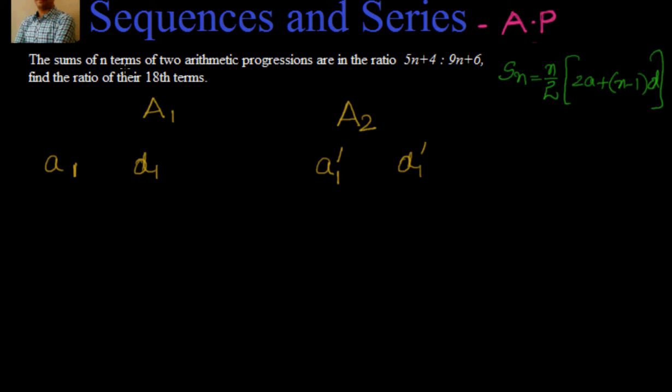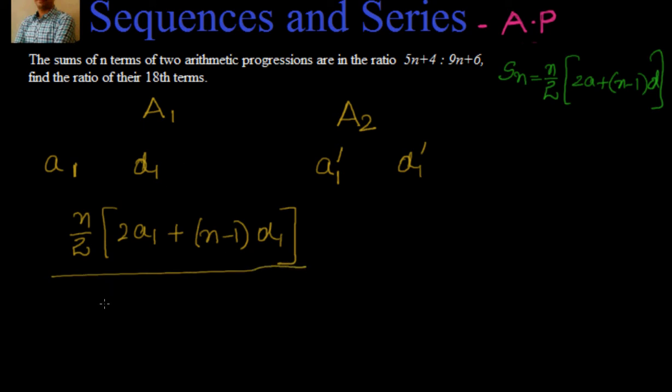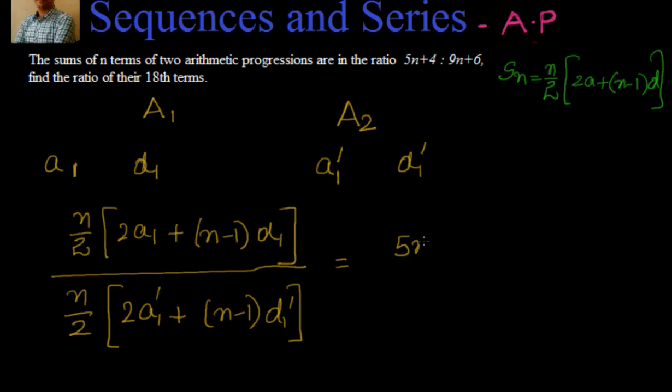Now how does the ratio of sums of n terms look? Let us apply the formula. For the first one, the formula will be n by 2 into 2a1 plus n minus 1 into d1. This is the first arithmetic progression, sum to n terms. Now I have to divide by the second one, which is n by 2 into 2a1 dash plus n minus 1 into d1 dash. This is given to us equal to 5n plus 4 divided by 9n plus 6. Now I can cancel n by 2, n by 2.